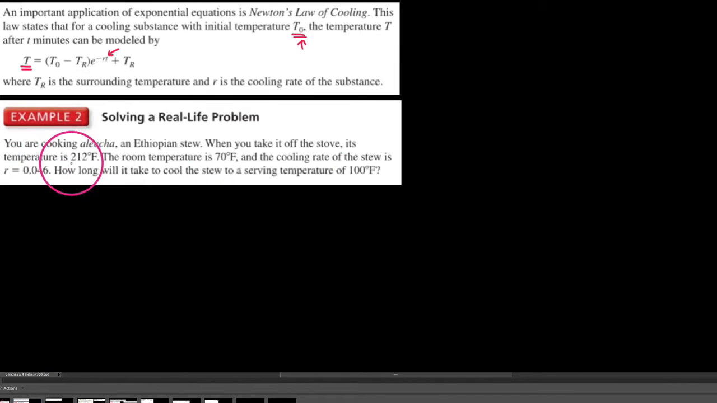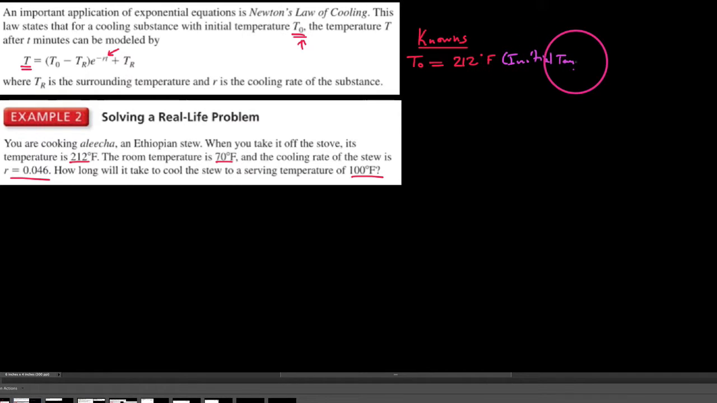So it looks like we have all of these values here. We have a cooling rate. It looks like we have some different temperatures here. I think that the most important thing we do is just go ahead and start by saying, with this model that I don't know much about, let's write down the things that are known to us. It says when we take it off the stove, its temperature is 212 degrees. And so I suppose we could refer to this 212 degrees as being its initial temperature. So T sub 0, which is our initial temperature here, we'll write 212 degrees Fahrenheit. And we'll just make a little note here: this is our initial temp.